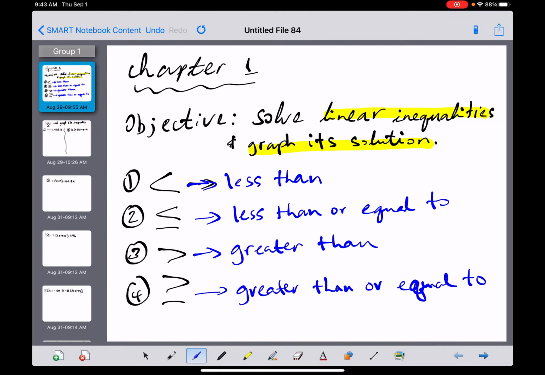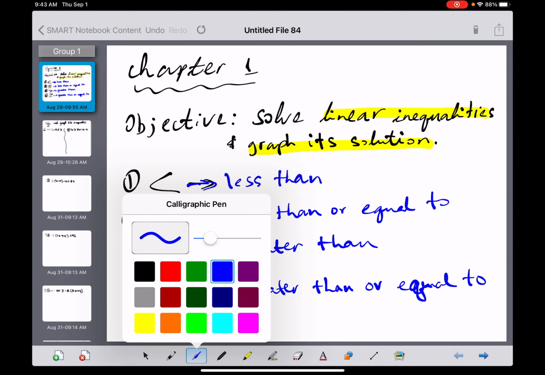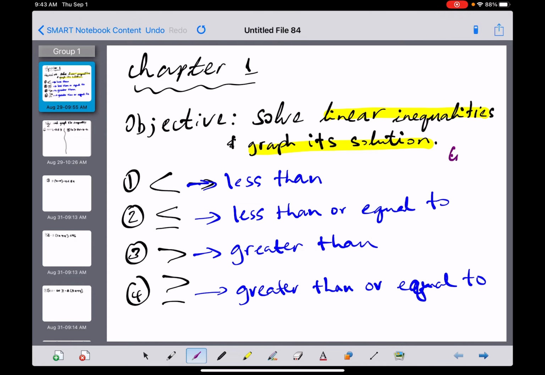Okay? And remember, when it comes to graphing, we should note that when it doesn't have an equal sign, we use an open dot, okay? And when it does have an equal sign, we use a closed dot. Open, close, okay? So keep this in mind. Let's graph an easy problem first, so that way you see.